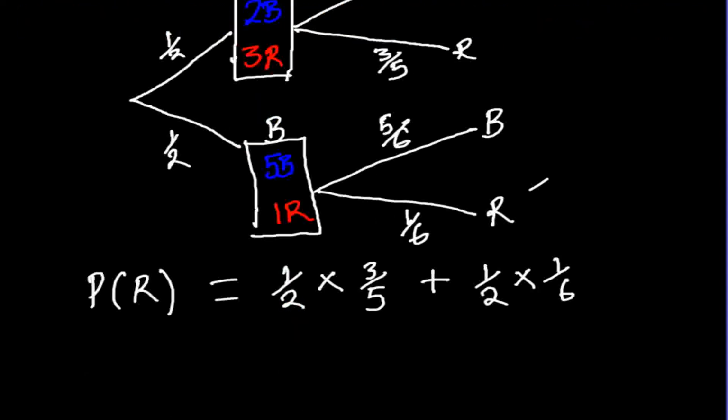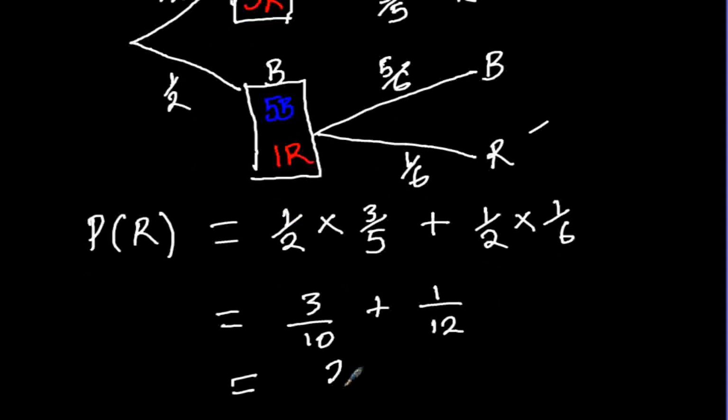So this can be simplified, and we get 3 out of 10 plus 1 out of 12. So 3 out of 10 plus 1 out of 12 can be added, and we get 23 out of 60. Thank you.